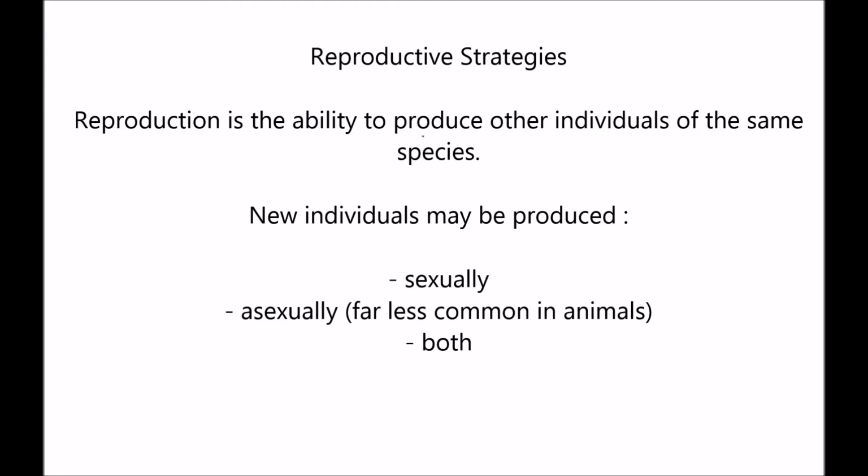Reproductive strategies. Reproduction is the ability to produce other individuals of the same species. New individuals may be produced sexually or asexually. Asexual reproduction is far less common in animals, or they can also be produced both ways. Asexual is usually done by bacteria and yeast, and sexual reproduction is done by more advanced animals. Flowering plants reproduce asexually and sexually.